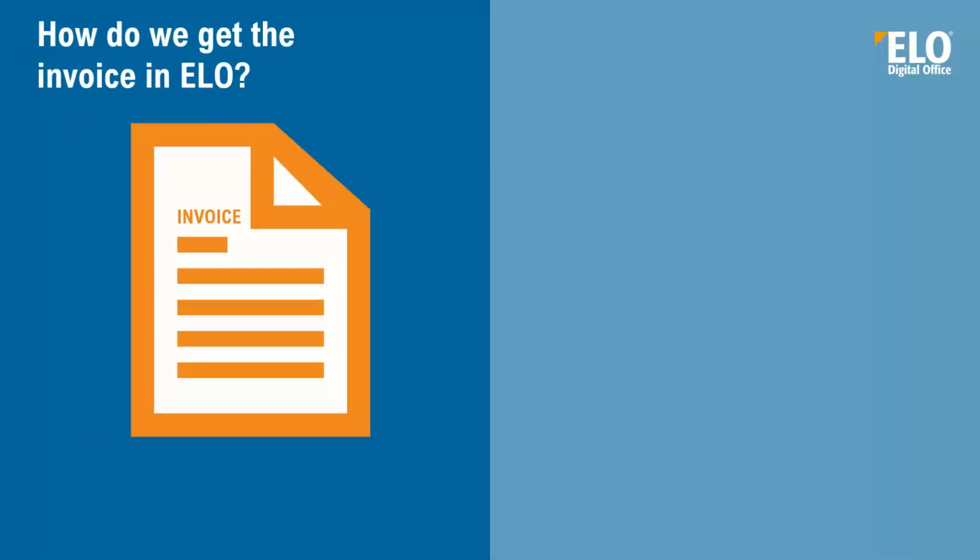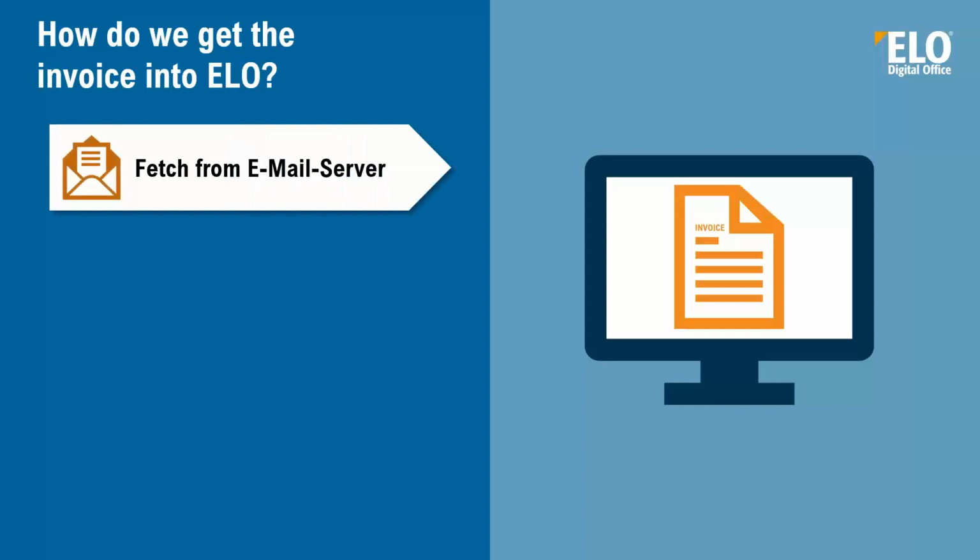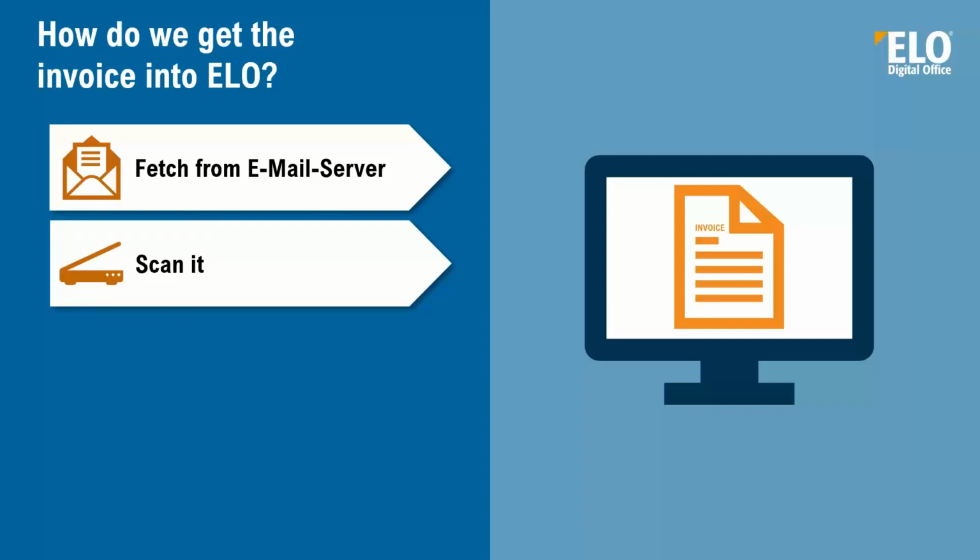So how do we get the invoices into ILO? It depends on how you get the invoices in your company. When you get it through an email, then we can fetch it from the email server. So you have an email address, let's say invoice@something.com, and when you receive an invoice at this email address, then we will get this email and take the invoice out and put it into our ELO. When you get it on paper, which, well, in Austria there are no more paper invoices. Well, there are some, but when you get some on paper, then you have to scan it. And when you've scanned it, then we get it into our ELO.